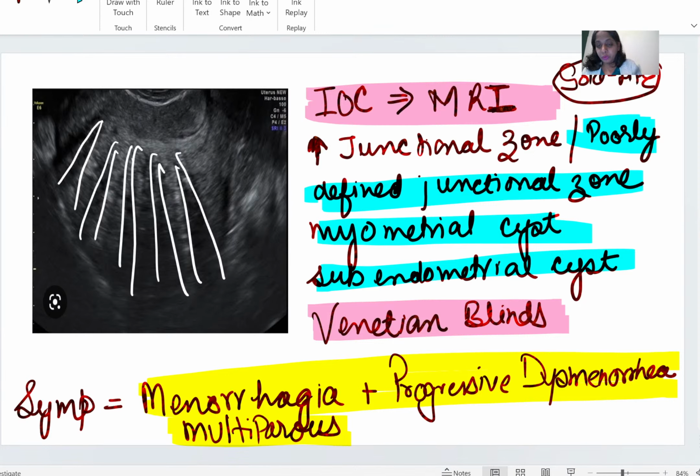Venetian blinds. Okay, what are the symptoms? We have studied that in endometriosis, the main symptom is dysmenorrhea. But in adenomyosis, the main symptoms are menorrhagia and dysmenorrhea. Because this adenomyosis is occurring in a multiparous lady. Each time the lady delivers, the endometrial myometrial junction breaks. So it is found in multiparous women.